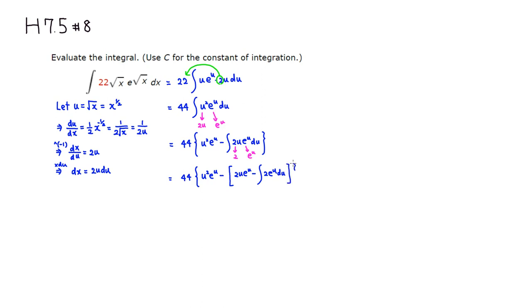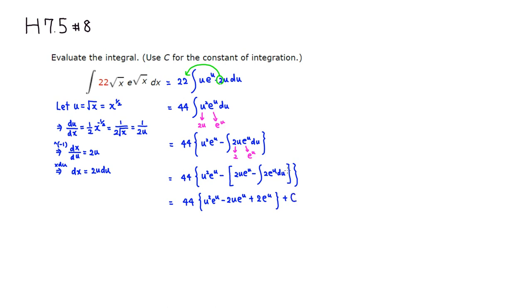So we have that. Then, to clean up a bit, you have 44 still outside, and you have a u squared e to the u. Distribute the negative sign, so it's going to be a negative 2u e to the u. And here, distribute the negative sign, so it's going to be plus. The antiderivative of 2 e to the u is 2 e to the u, and plus some constant c.